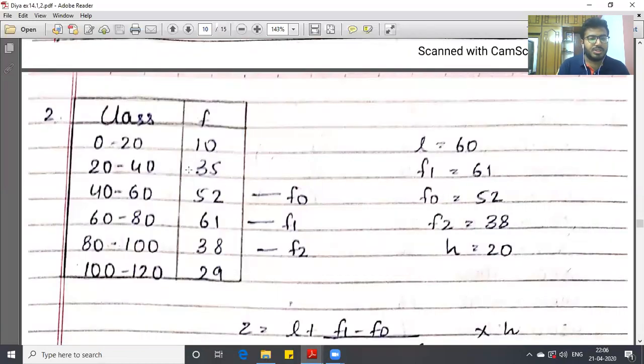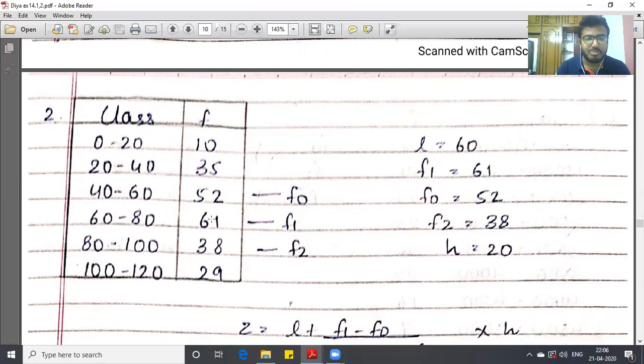So you're writing the class and the frequency, and for the highest frequency, look which value is the highest. It's very obvious, 61 is the highest. Okay, so the class in front of 61 is known as the modal class, and 60 to 80 is the modal class. Which is the lower limit there? 60. So L value you're taking as 60.